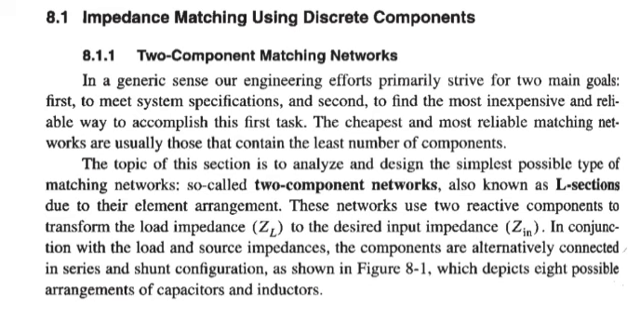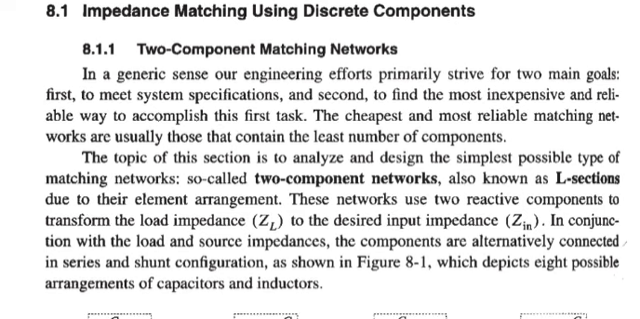Why do we concern ourselves with impedance matching? In order to have maximum power transfer between the transmitter and the receiver. Whenever I want maximum power transfer, the source impedance, which we define as Z source, should be equal to Z star of load, which is nothing but the complex conjugate of the load impedance.